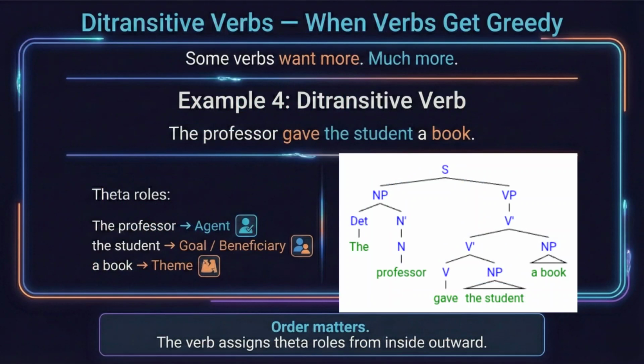Ditransitive verbs, when verbs get greedy. Some verbs want more, much more. Example 4. Ditransitive verb. Sentence: The professor gave the student a book. Theta roles: the professor is agent, the student is goal or beneficiary, a book is theme. Under VP, comes two V bars, one for direct object and another for indirect object. Order matters. The verb assigns theta roles from inside outward.